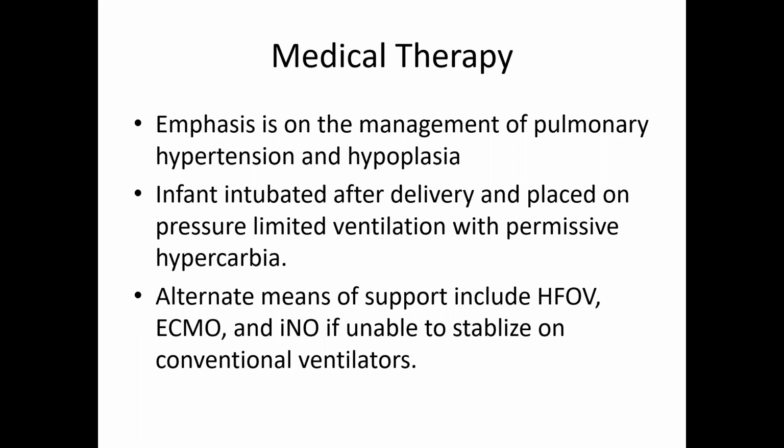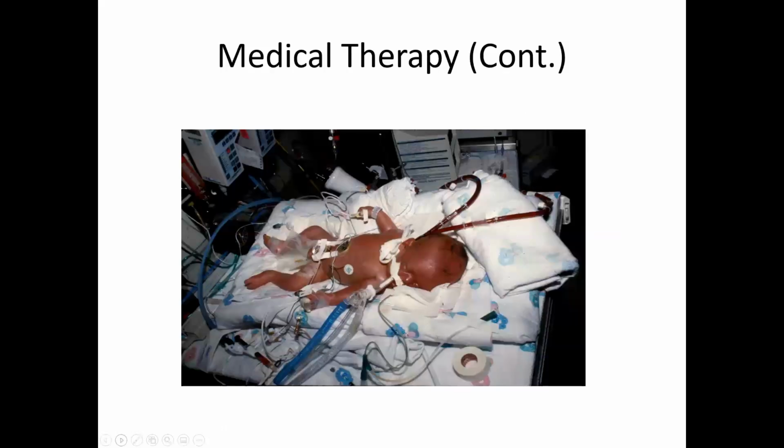Alternate means of support include high frequency oscillatory ventilation, extracorporeal membrane oxygenation, and inhaled nitric oxide, if unable to stabilize on conventional ventilators. So you see a tube taking blood away from the body, sending it to the membrane oxygenator, and then back into the body.